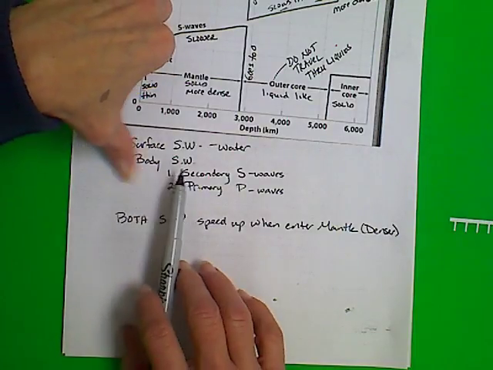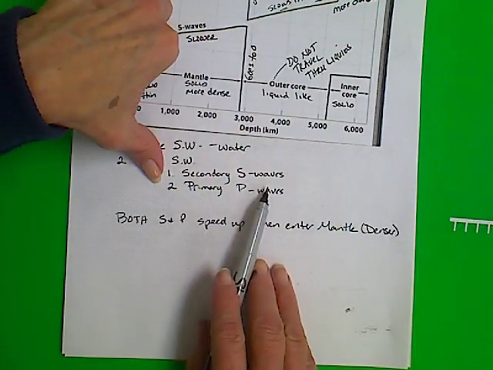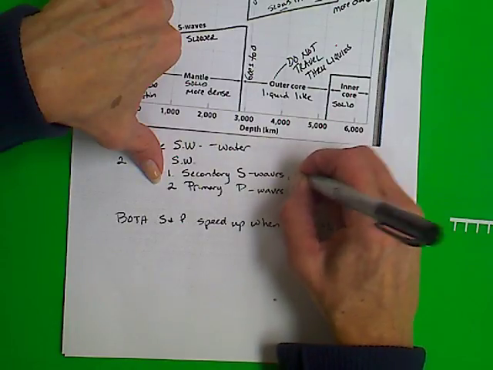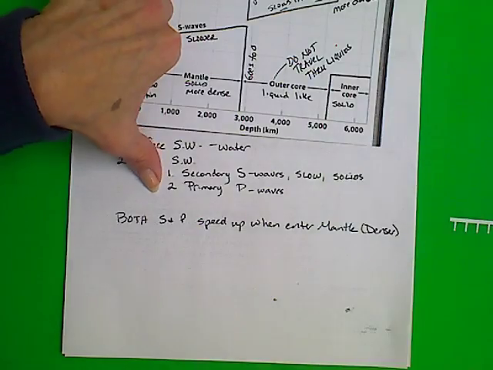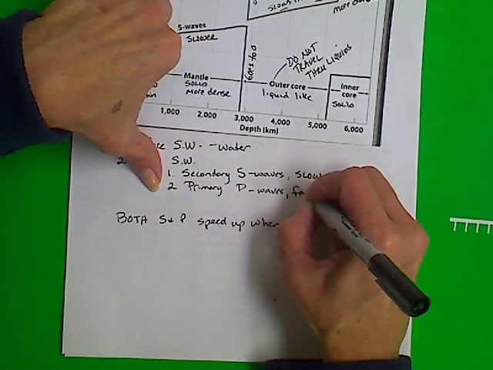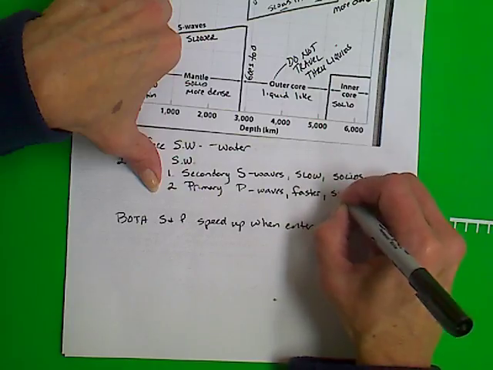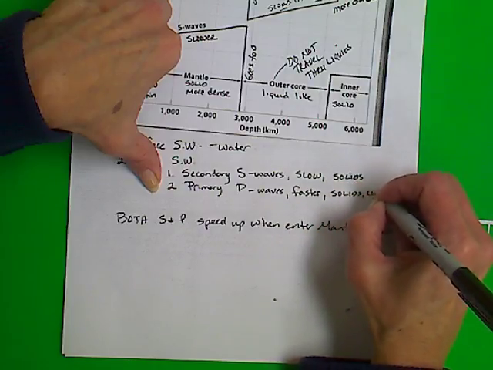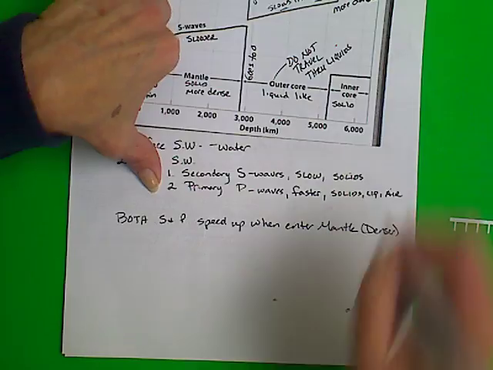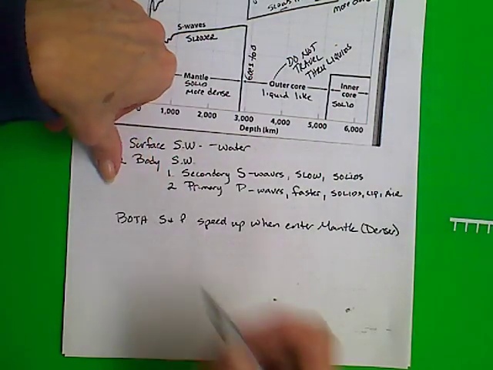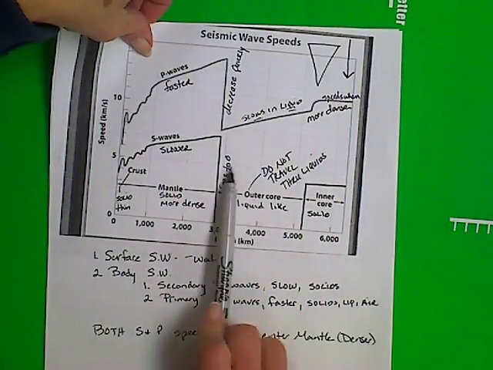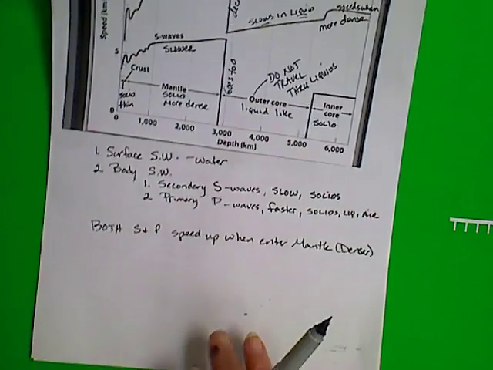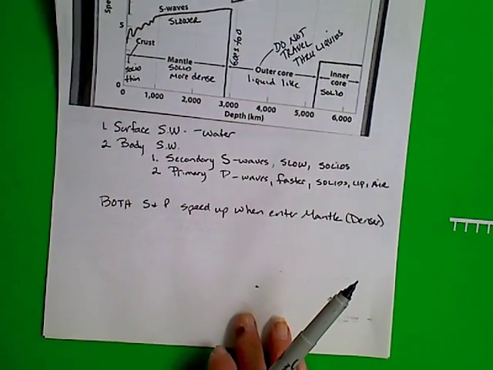So let's review a few things that we have come up with about this. Our body seismic waves, first one is secondary waves. They are slow, only travel through solids. Our P waves are faster, and they travel through solids, liquids, and air. All right? So since the S waves only travel through solids in our graph here, that's why they disappear here. That is why they then disappear there.